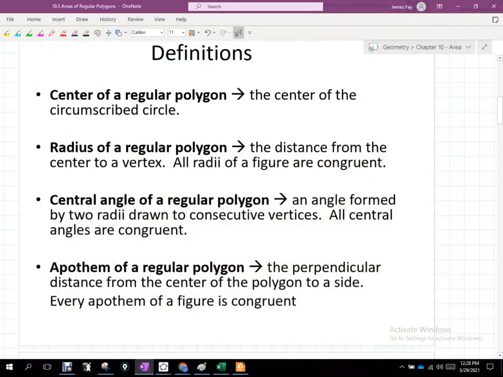Okay. A radius of a regular polygon. A radius of a regular polygon is the distance from the center to a vertex.